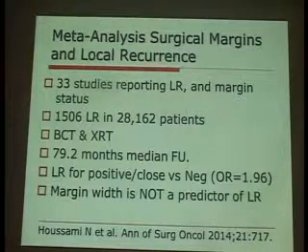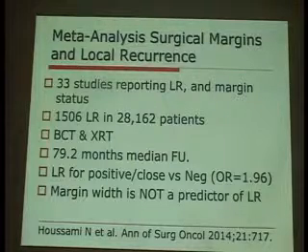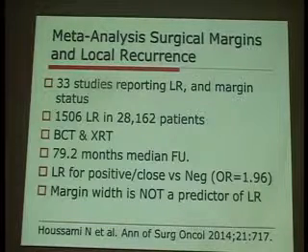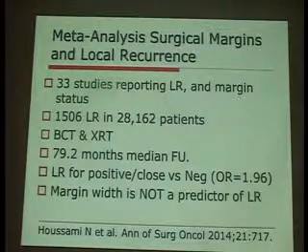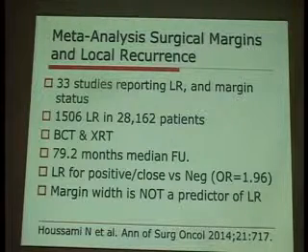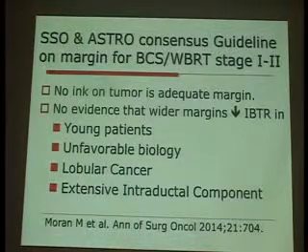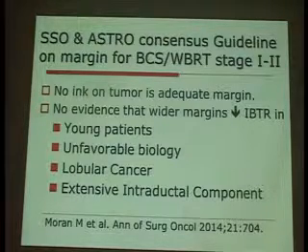All these patients had breast conservation and radiation treatment for their breast cancer. The median follow-up in these studies was approximately 6.5 years. They found that if you have a positive margin, a very close margin, then there's a much higher risk of local recurrence, double the risk. But when they did the meta-analysis, they found that the width of the margin did not predict local recurrence. And they found that no ink on tumor is more than enough as a negative margin.